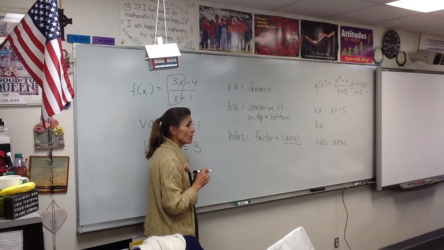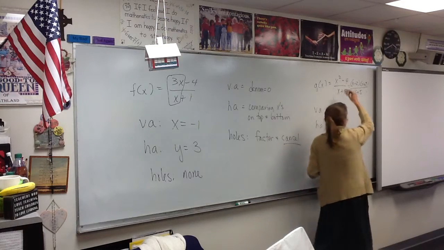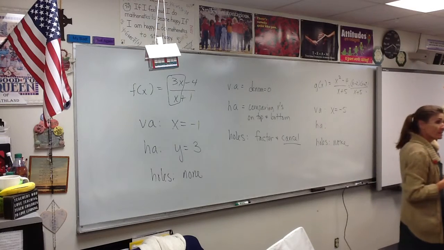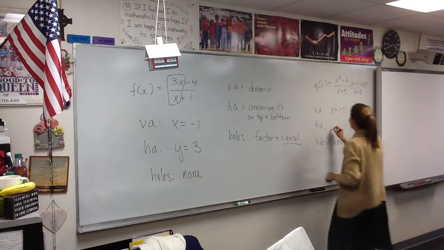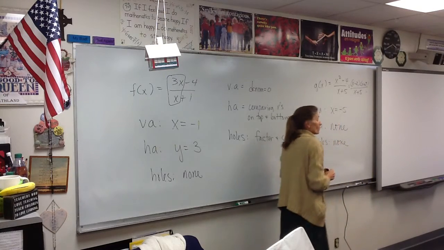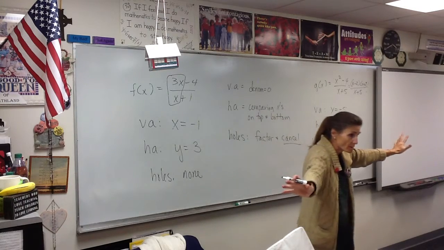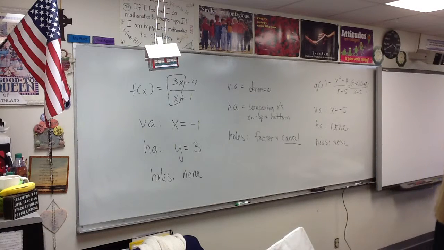Uh-oh, this is one of the tricky ones. Because when I compare the x's on the top and the bottom, what do I notice? There's more on top. And what's the rule? When there's more x's on top, there's no horizontal asymptote. Remember, when the big X is on the top, there's no horizontal asymptote. If the big X is on the bottom, then it's y equals 0.